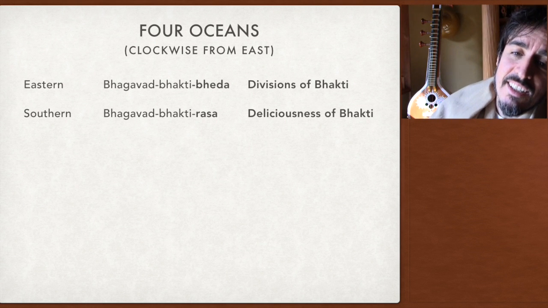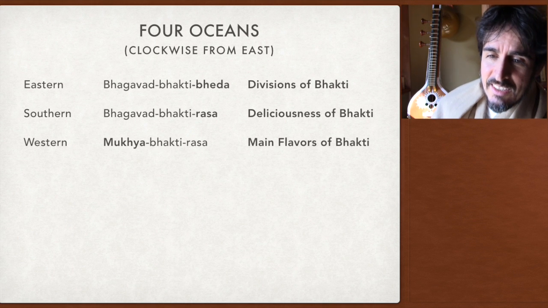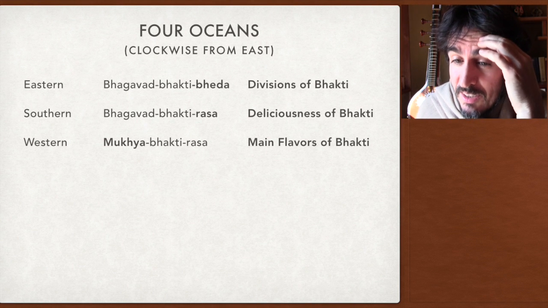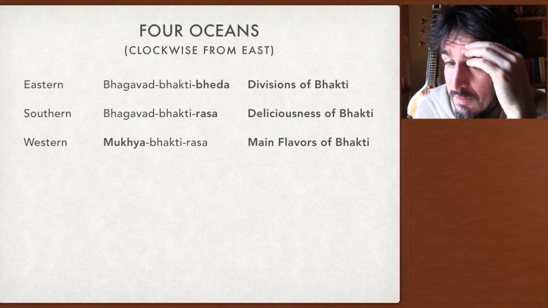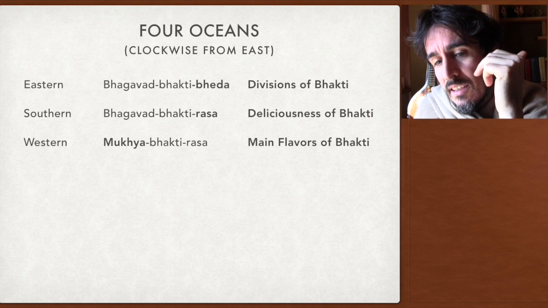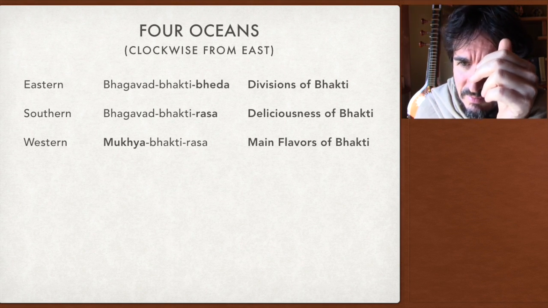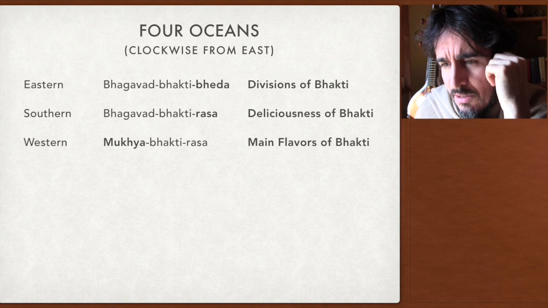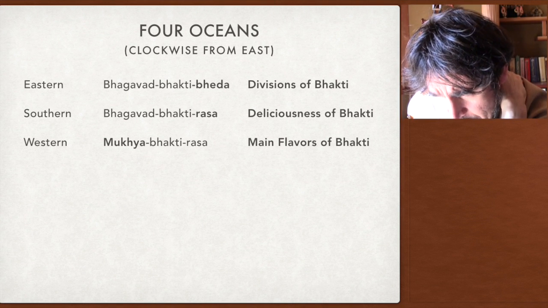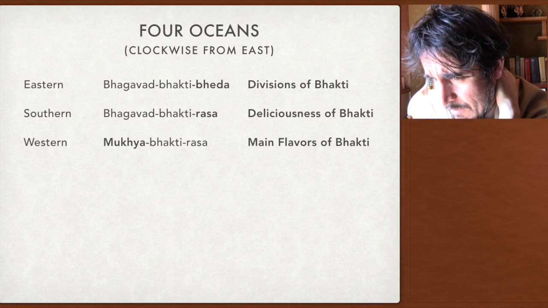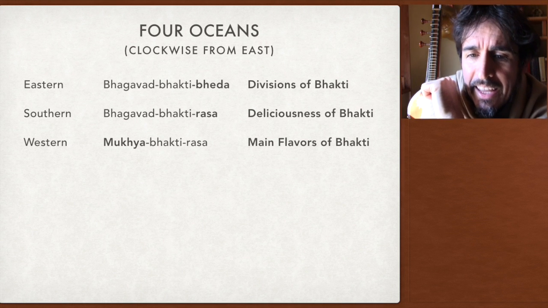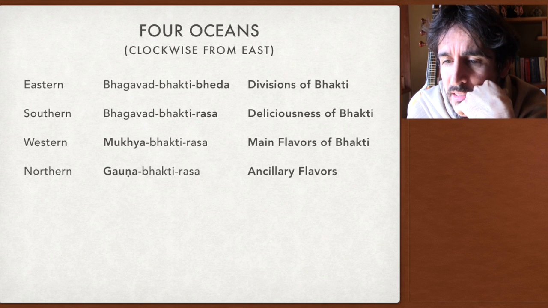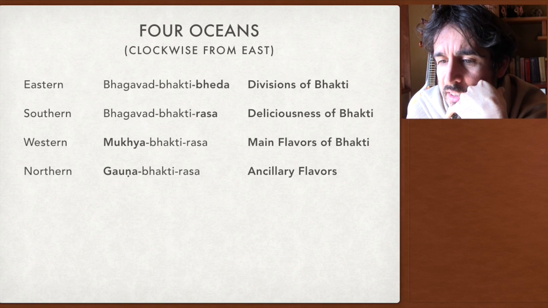So, then in the next one, the Western Sea. So the Western Sea, the third division of Bhakti Rasamrita Sindhu, that covers Mukhya Bhakti Rasa. See, the southern division was Bhakti Rasa, the deliciousness of bhakti, the flavor of bhakti. Now the next division, the third division, covers the Mukhya Bhakti Rasa, the main flavors of bhakti. And the fourth and final division of the book covers Gauna Bhakti Rasa, the ancillary flavors.